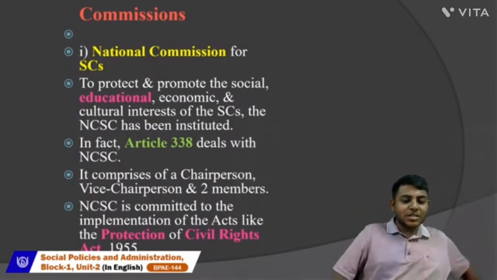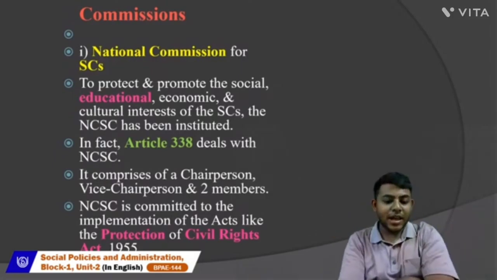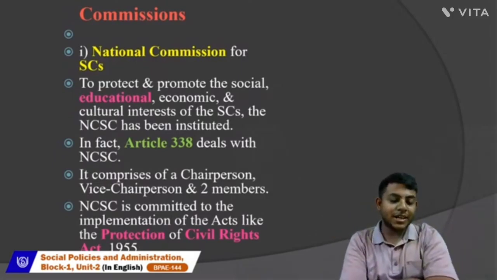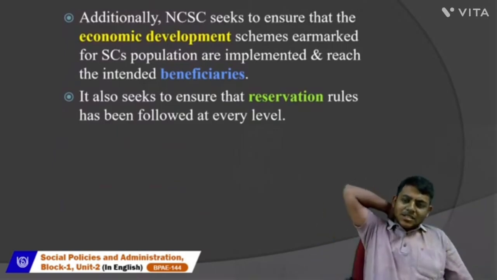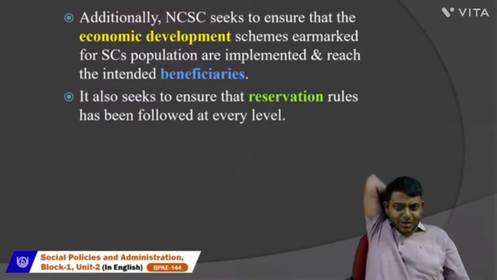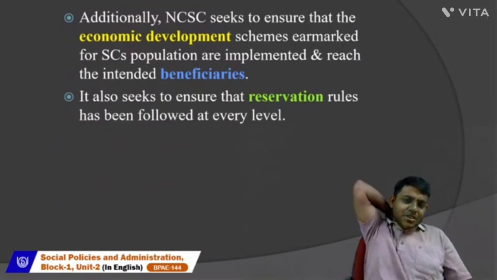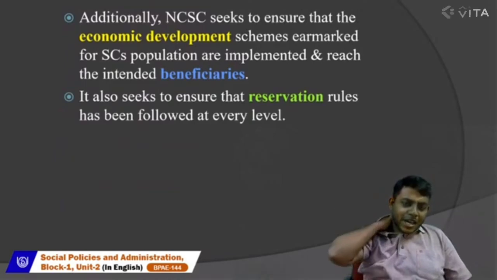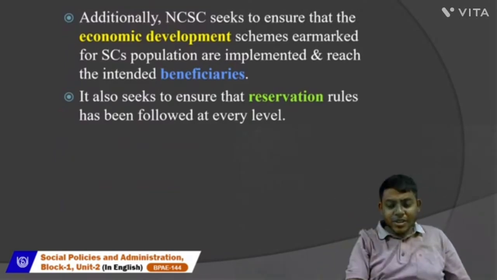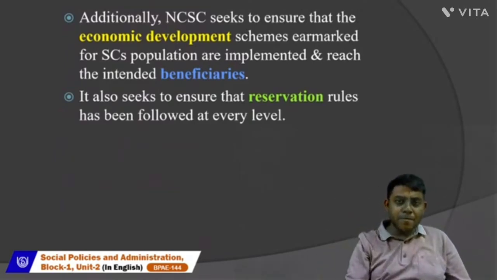So the National Commission for Scheduled Castes is committed to the implementation of acts like the Protection of Civil Rights Act 1955. Additionally, it seeks to ensure that the economic development schemes earmarked for scheduled caste population are implemented and they reach the intended beneficiaries. It also seeks to ensure that reservation rules have been followed at every level, including reservation in promotions as well, which has been guaranteed by the 77th Constitutional Amendment.